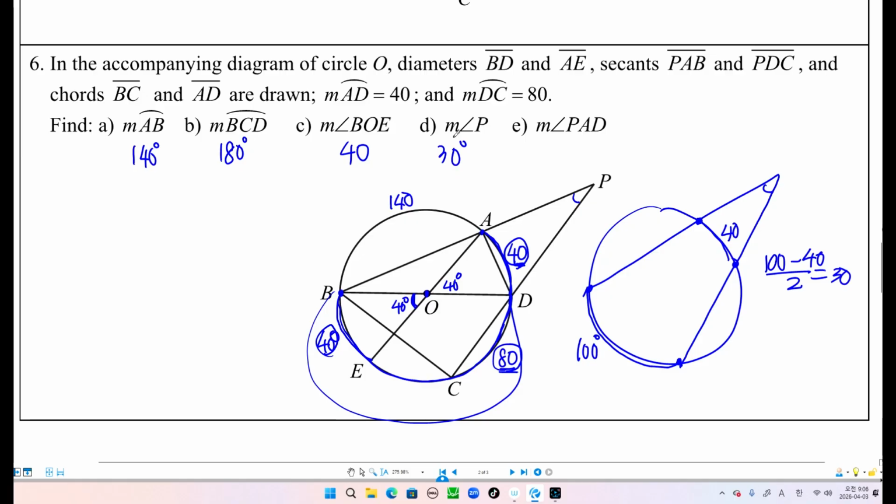Okay, the last question, angle PAD. Okay, PAD, where is PAD? Measure about this one. Okay. This is built on a triangle. This angle is 90 degrees, right? So the other side, the supplementary angle, 180 minus 90, also 90. It's okay. This is also 90 degrees.